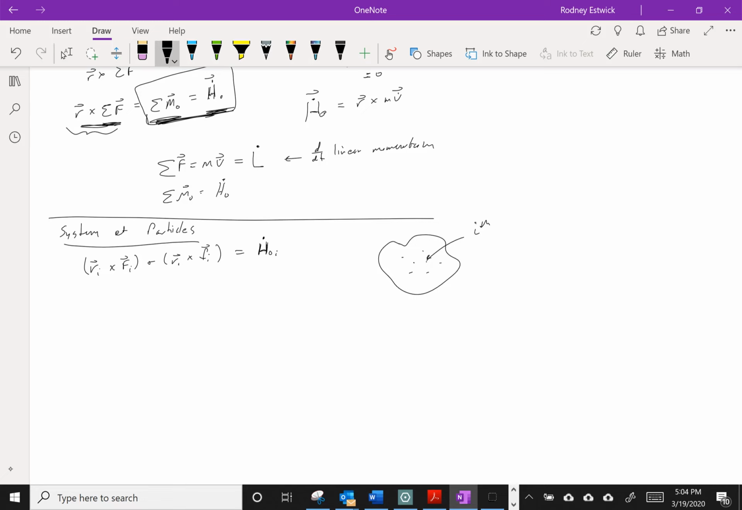Since H is a vector, I'm going to treat it as a vector. I'm not going to draw the hat on it because it's hard to draw. So the capital H denotes a vector as we're talking here. If we add up all of these, so take the sum over all the particles in the system, the sum of all of the moments from external forces and the sum of all of the moments from these internal forces, that's an r.